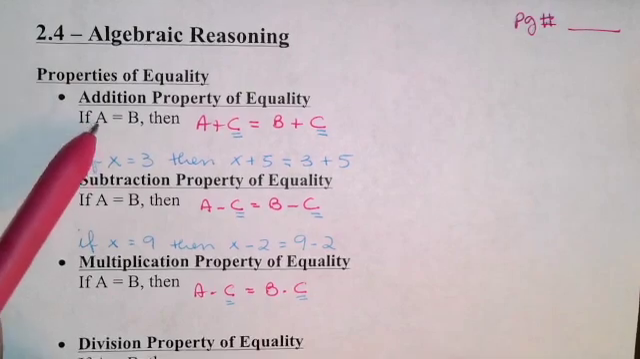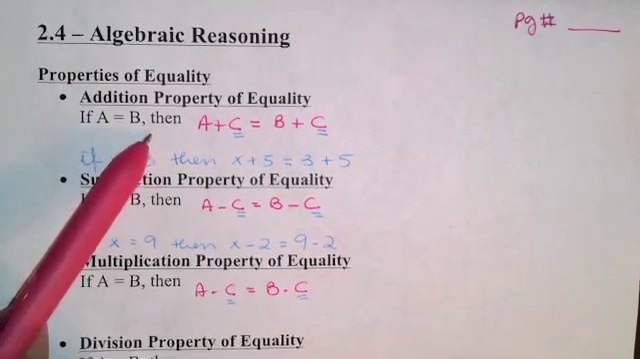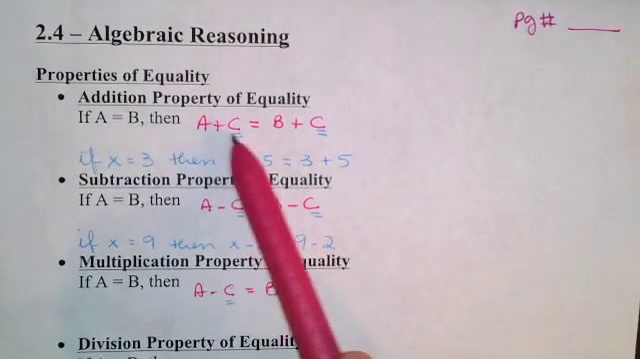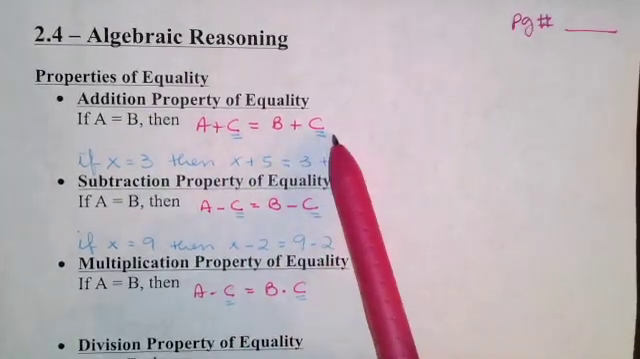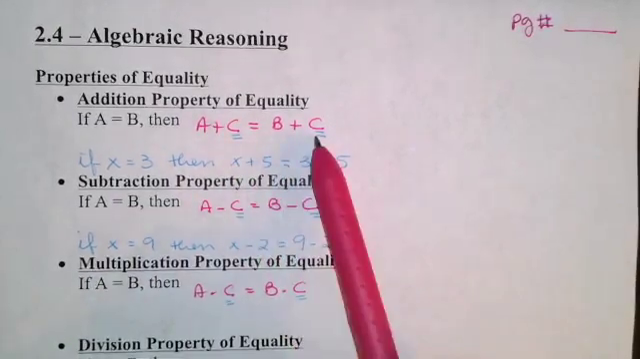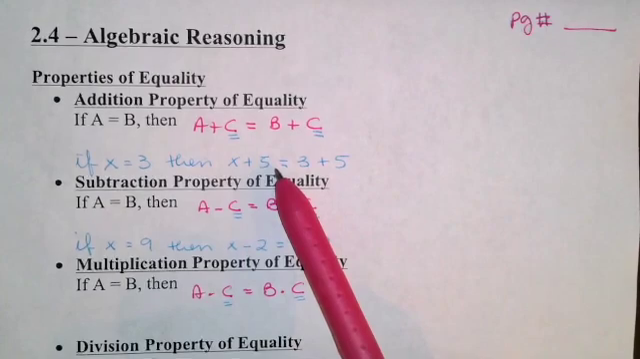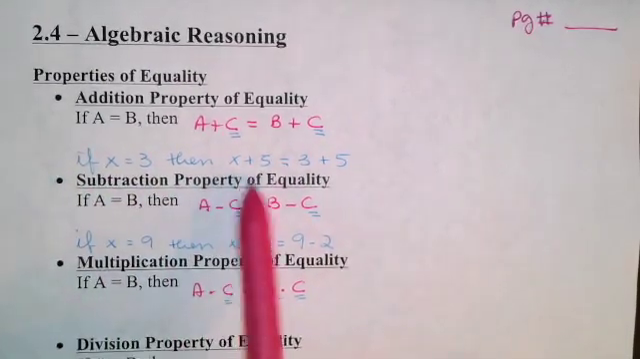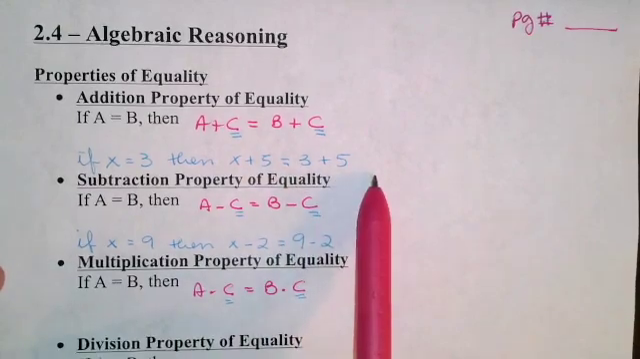So the first one is the addition property of equality. If A equals B, then A plus C equals B plus C. So that's why we're able to add a number to both sides to solve an equation. So here, if x equals 3, then x plus 5 equals 3 plus 5, okay?